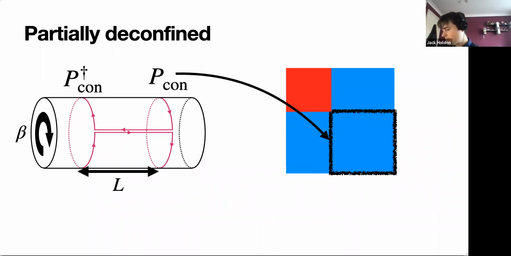But now we want to do this for the partially confined phase, and we expect the confined and deconfined subsectors will behave differently. So we need a way of being able to talk about these different subsectors, and for that we construct these operators P-con and P-dagger-con.